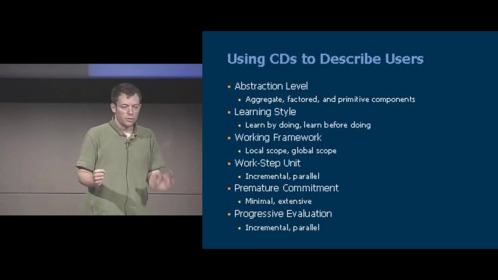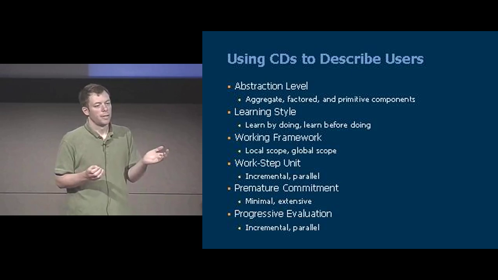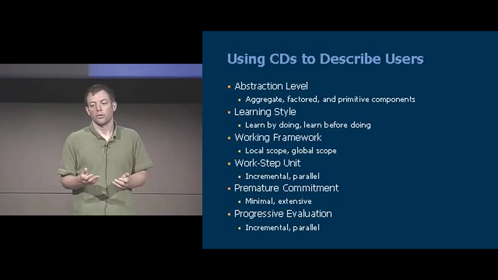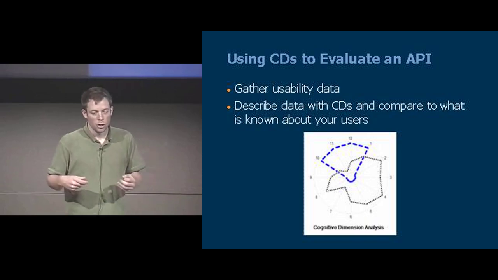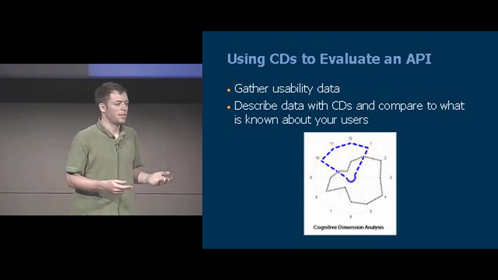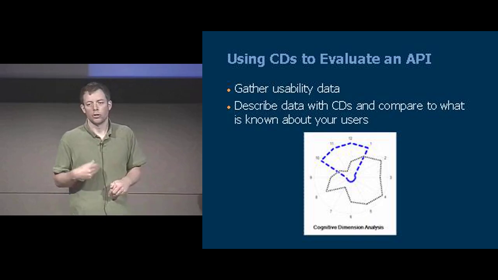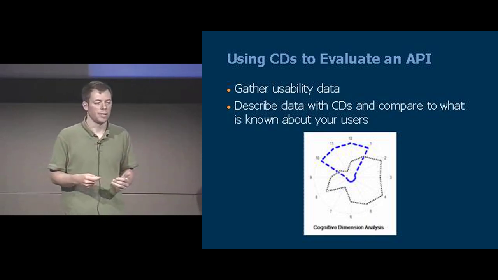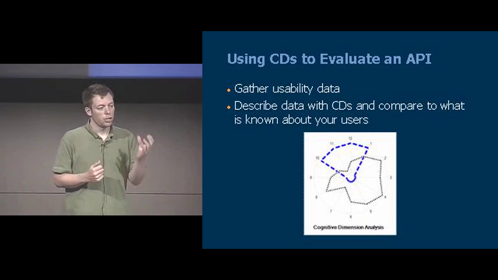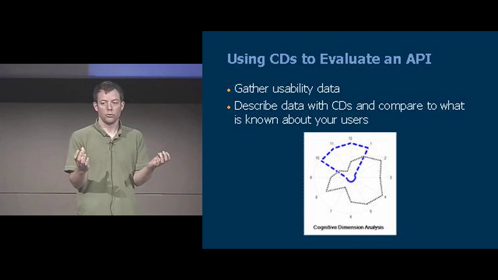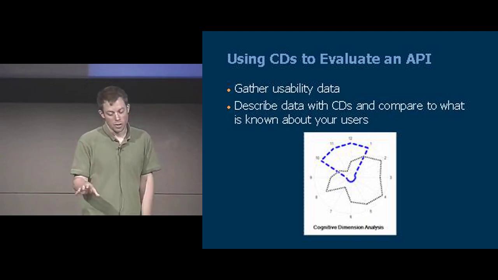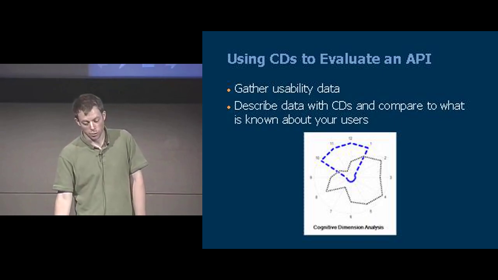So understanding how developers work, describing it in terms of the cognitive dimensions, and then understanding an API and describing it in terms of the cognitive dimensions means you can do some interesting things. If you gather data, you can do a usability study or an API review or some other kind of way to gather customer feedback, and I'll talk about that in the next slide. You can compare the data you get from those studies with the data you know about how your users work. We have a tool in the usability group, a graphing tool, which allows us to do a comparison.